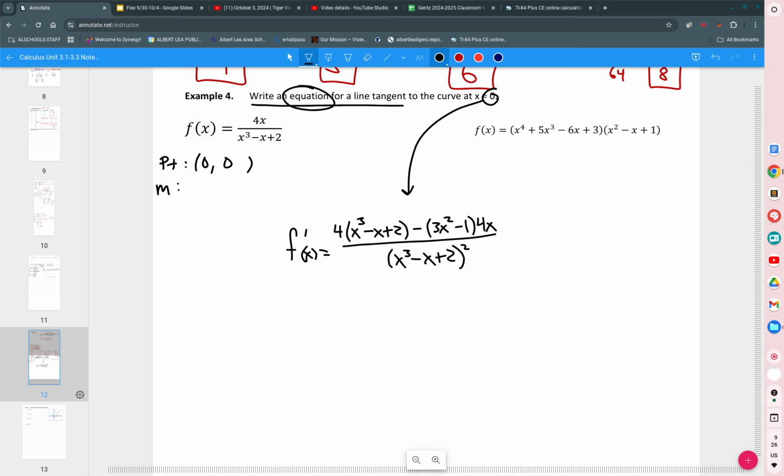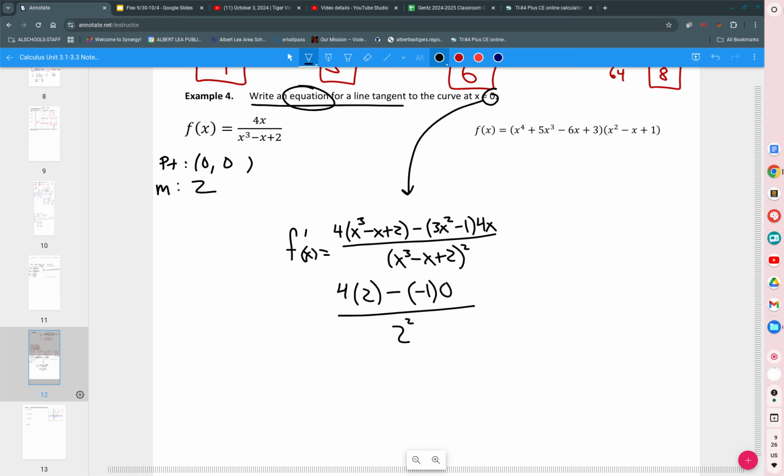Watch what happens if you plug in 0. You get 4 times what? 2. 8. Minus negative 1 times 0. All over 2 squared, which is 4. So look at what you get. In the top, you get 8, and in the bottom, you get 4. So therefore, the slope is 2. That's it.